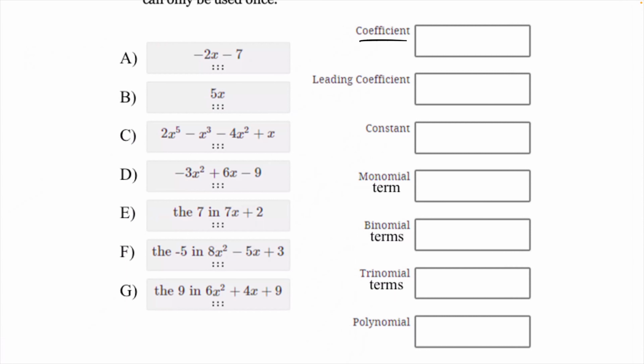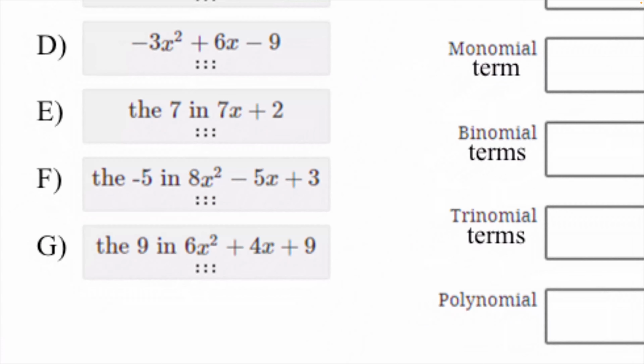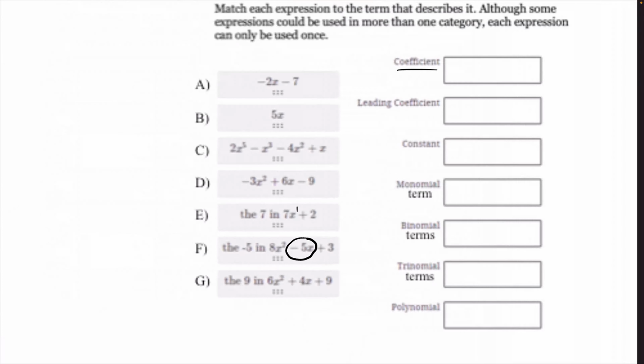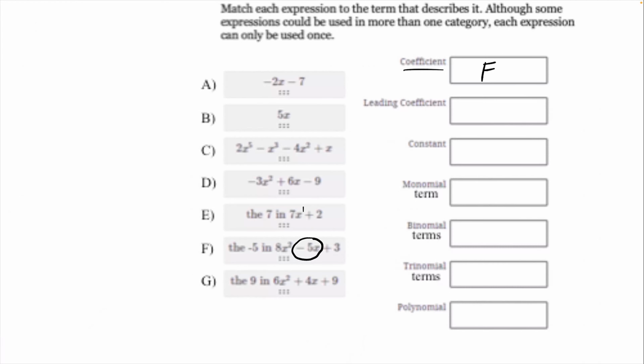But then look at F. The -5 in this guy. Which of those is leading, the 7 or the -5? And not because it's in front. Because the 7 has the biggest power, right? That's a 1 here. -5 doesn't have the biggest power. Okay? So the -5 is just a coefficient. The 7 is actually the leading coefficient. That's the difference between them.